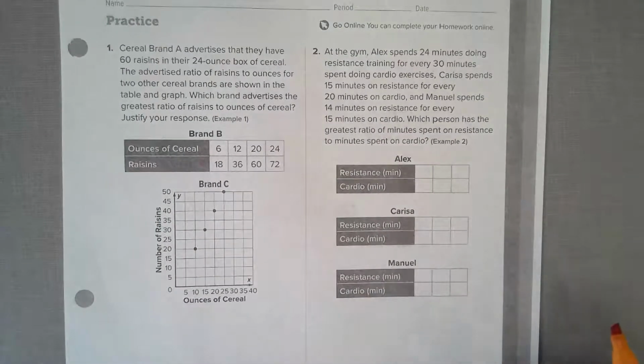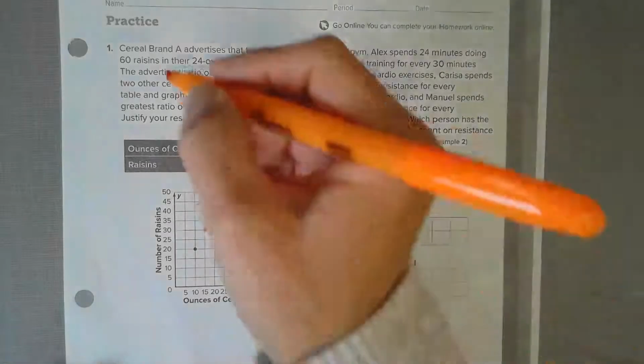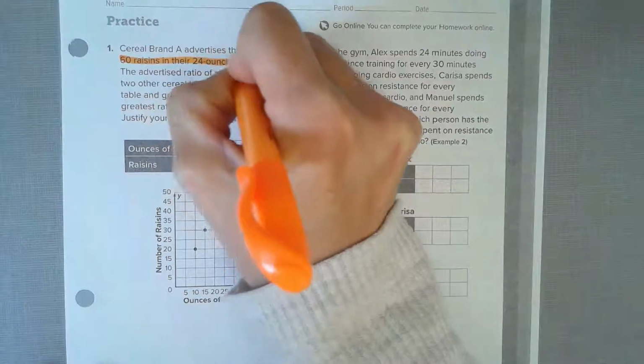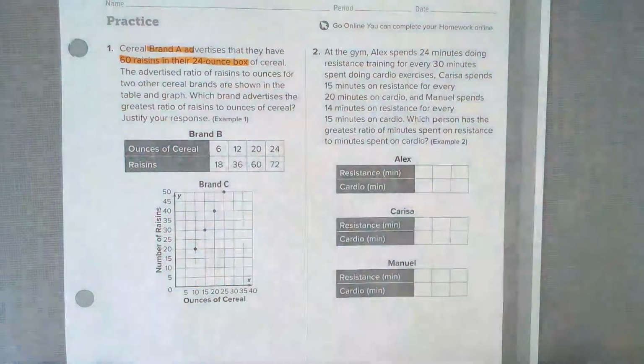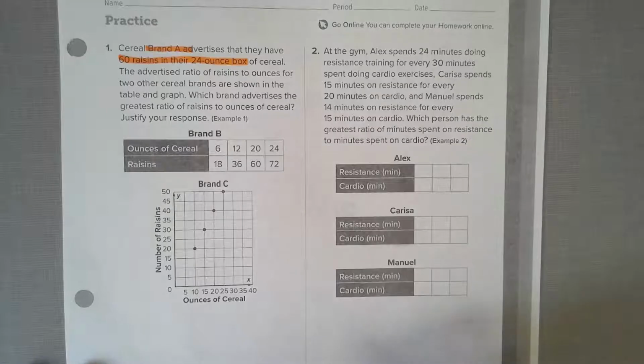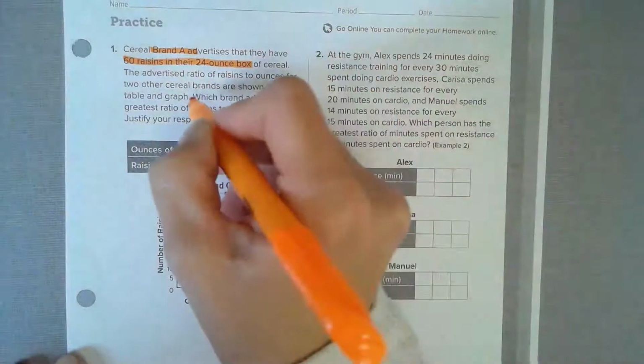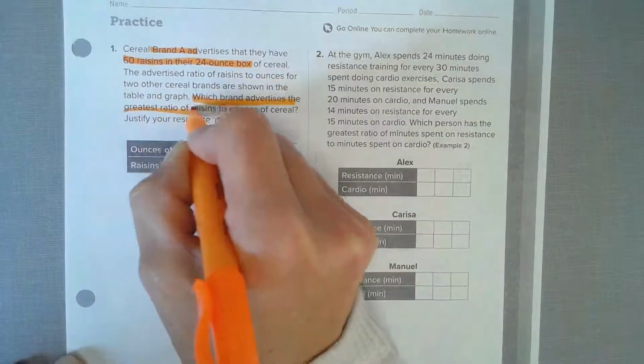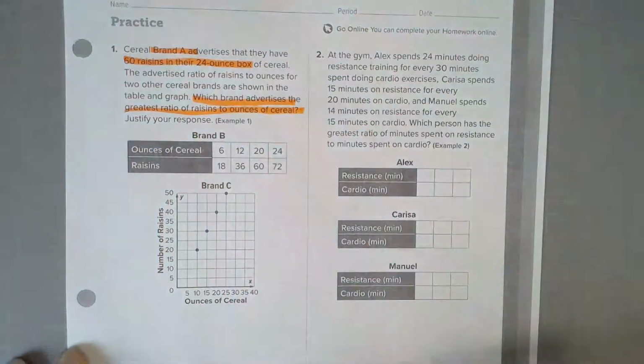Cereal brand A advertises that they have 60 raisins in their 24-ounce box of cereal. The advertised ratio of raisins to ounces for two other cereal brands are shown in the table and graph. Which brand advertises the greatest ratio of raisins to ounces of cereal?